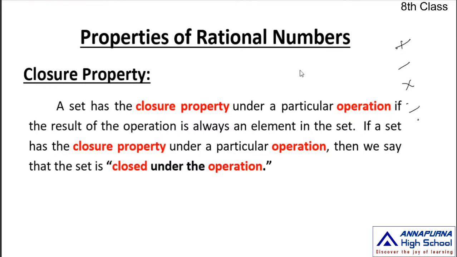That means when you apply addition between two rational numbers, is the result a rational number or not? Let us do the verification. Choose any two rational numbers. For example, 1 by 2 and 3 by 4. Add them. What is your answer? Here the LCM is 4 and the numerator is 2 plus 3. It is equal to 5 by 4. So is this 5 by 4 a rational number or not? Yes, it is also a rational number.